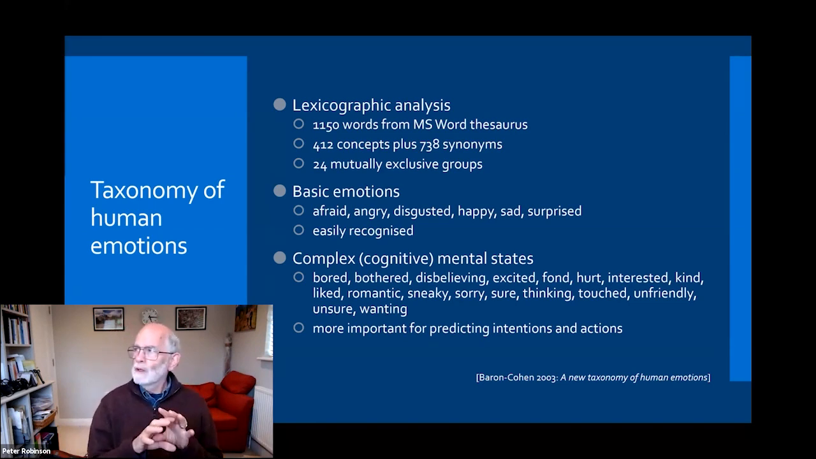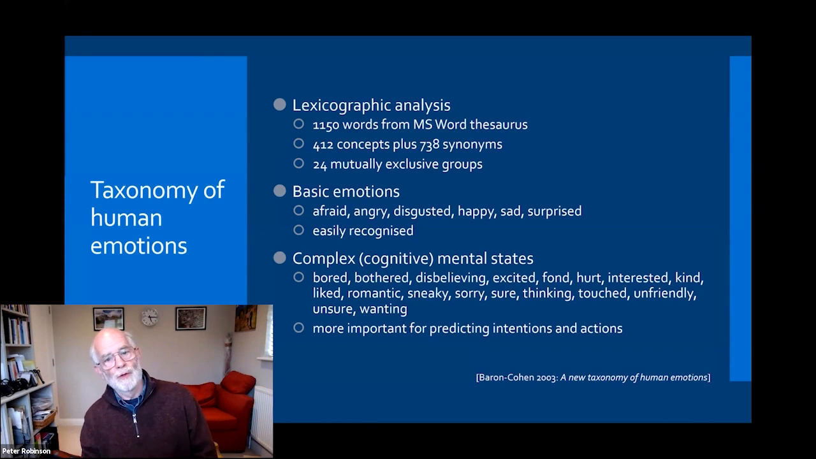And what he did was to take the dictionary that's used for the spell checker in Microsoft Word, it's got about 1,200 words in it, and then worked out which ones were synonyms for each other and worked it down to about 400 very finely nuanced different emotions and gathered those into 24 broader categories. And these broader categories are interesting.